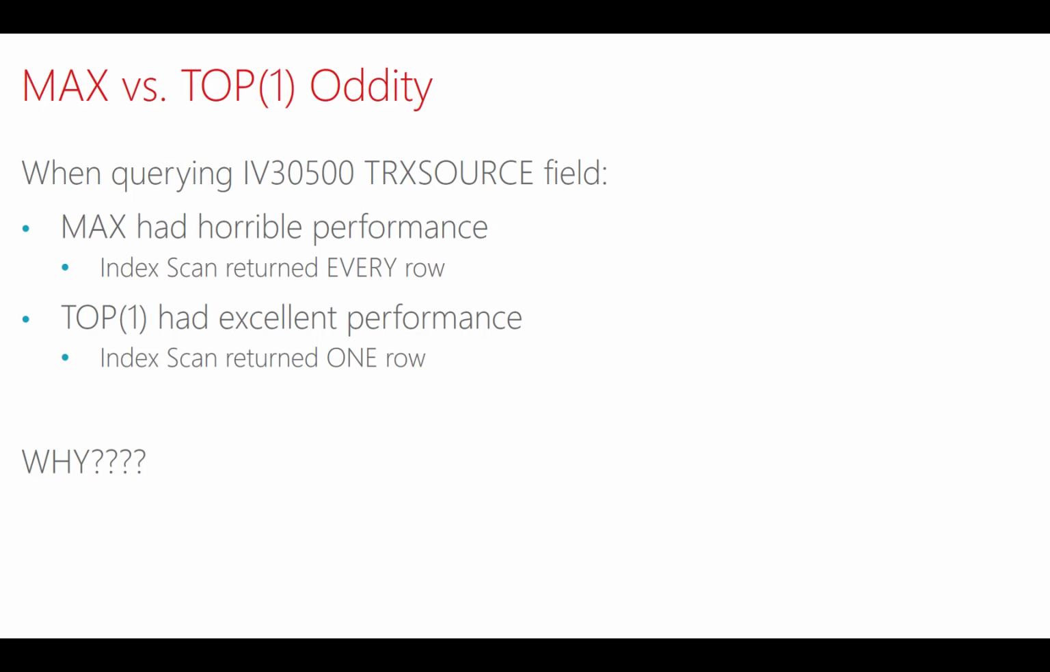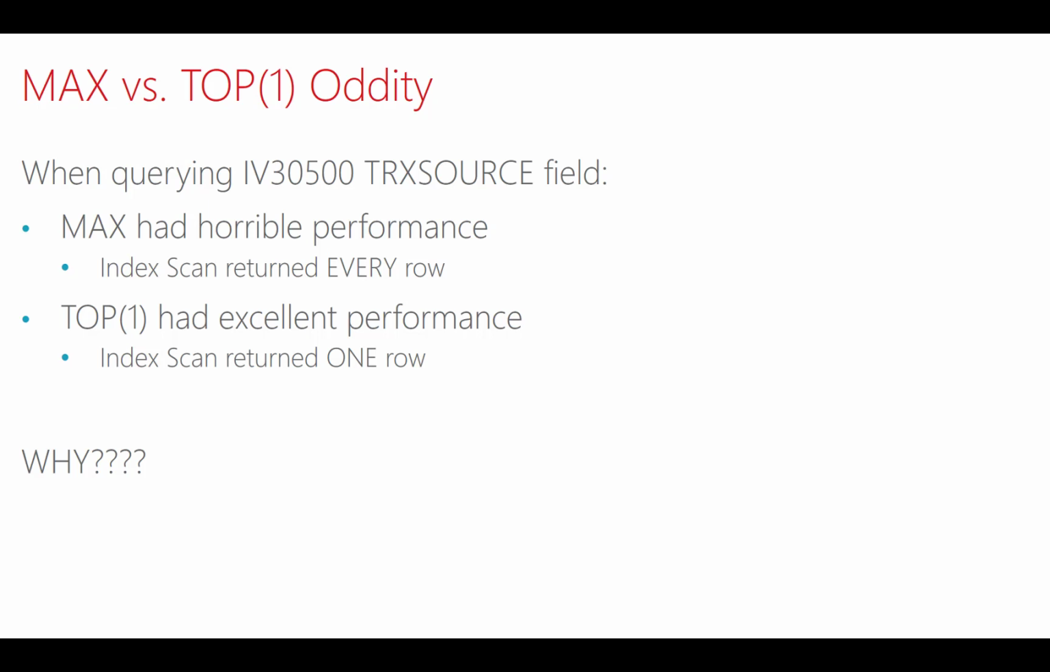as part of that process, I found something odd when I queried the IV30500 table. It worked fine for some fields, but when I tried the transaction source field, max had very poor performance, and we saw that the index scan returned every row in the table, whereas top 1 had very good performance and it always returned just one row.